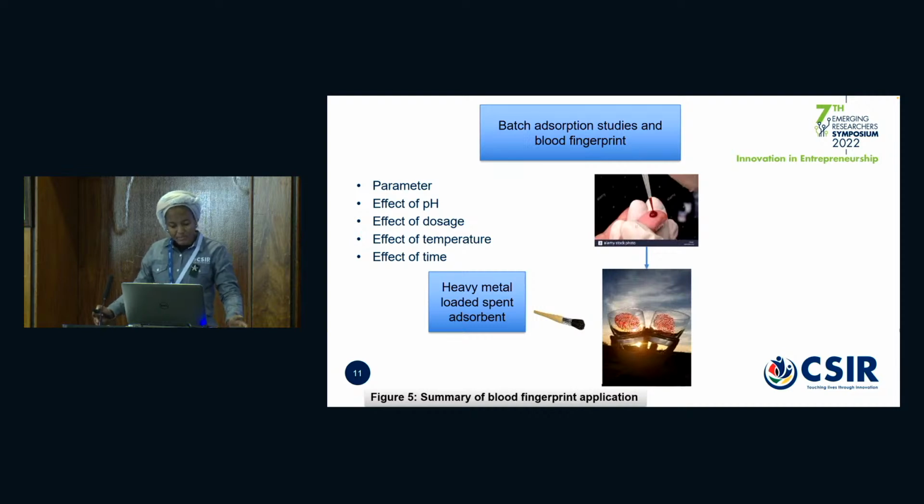So in the blood fingerprint detection, we're using commercial hemoglobin. The reason for using commercial hemoglobin was because most researchers have reported using commercial hemoglobin. So commercial hemoglobin was dropped on the fingertip, and then it was pressed on different surfaces, and our heavy metal loaded spent absorbent, which was the lead loaded on the surface of our absorbent, was applied to enhance the fingerprint details.